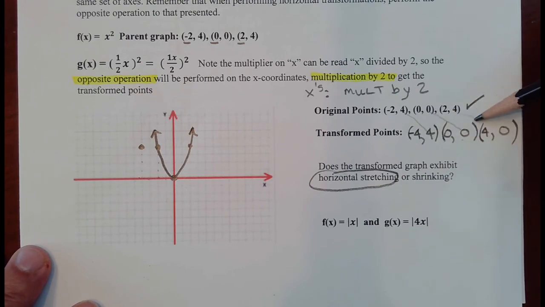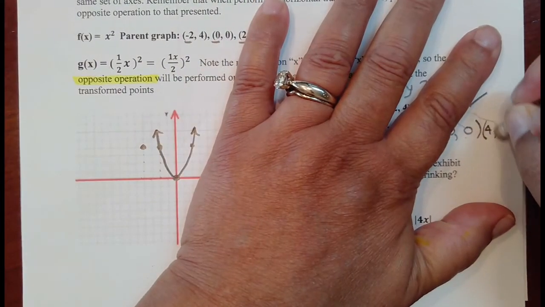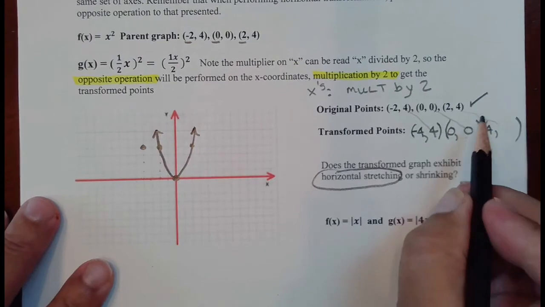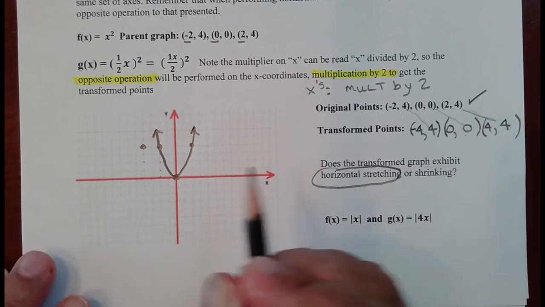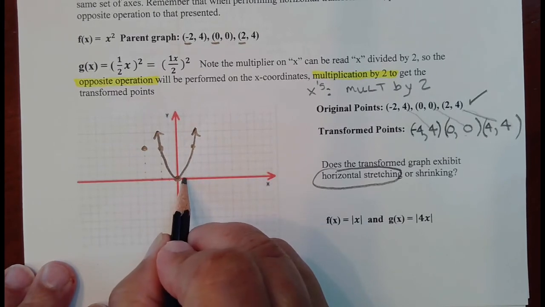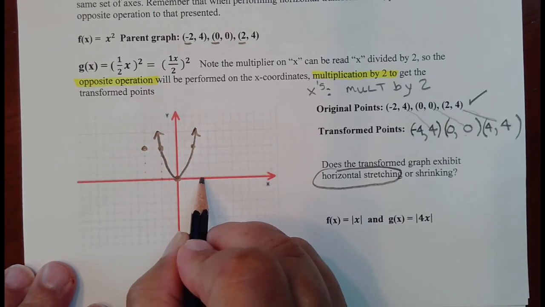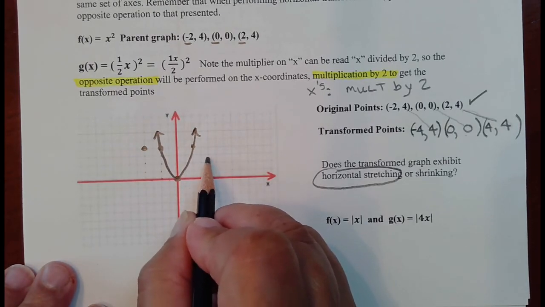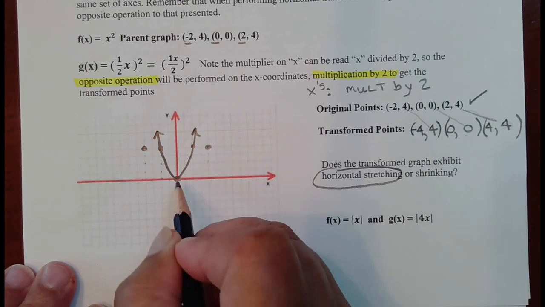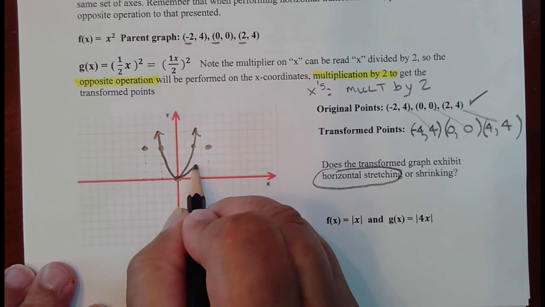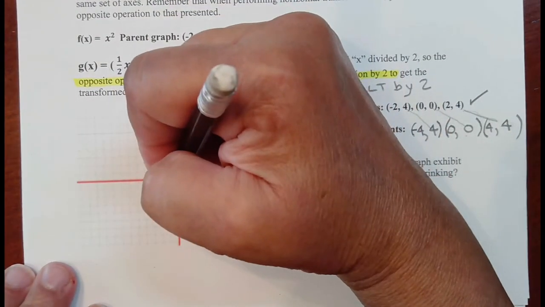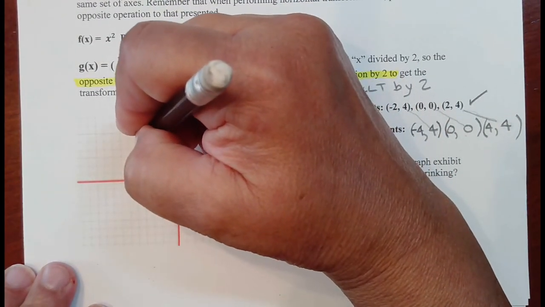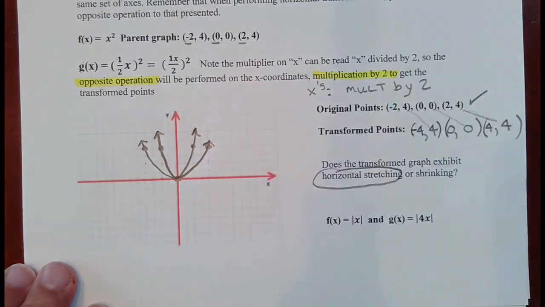And then look at what this new graph does. See how it stretches out horizontally? The width of the graph is now even wider than it was before. So this is your g of x graph. This is your f of x graph, and we have just demonstrated horizontal stretching.